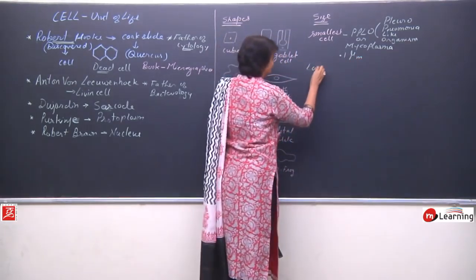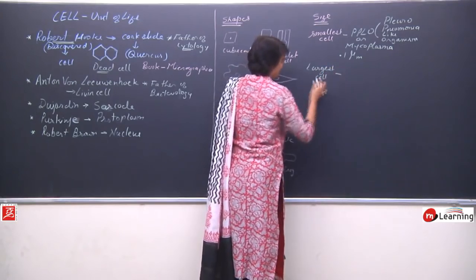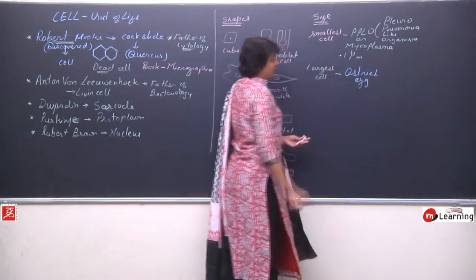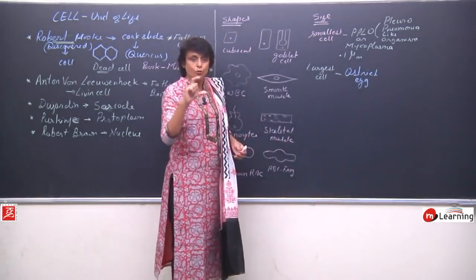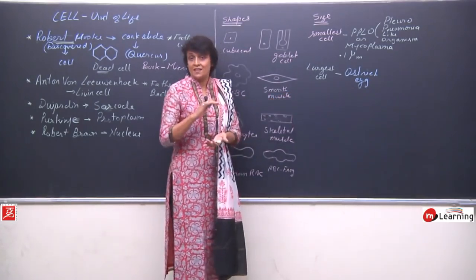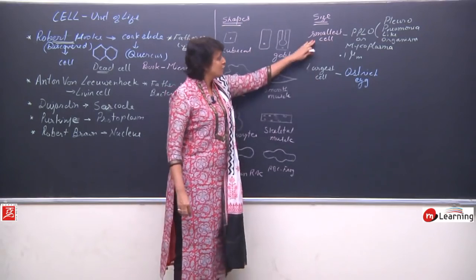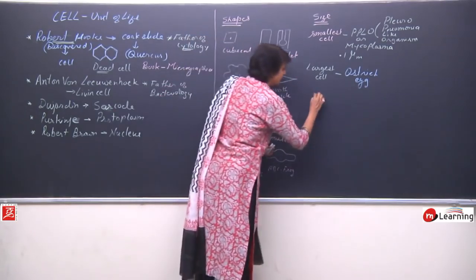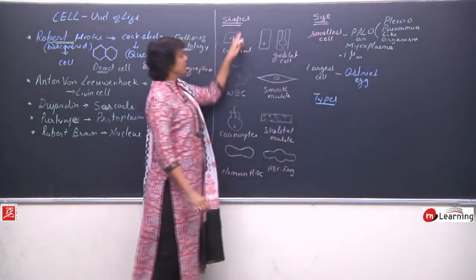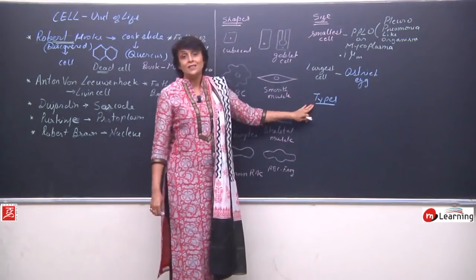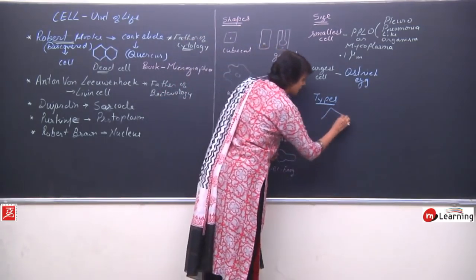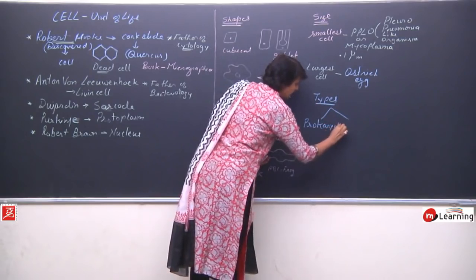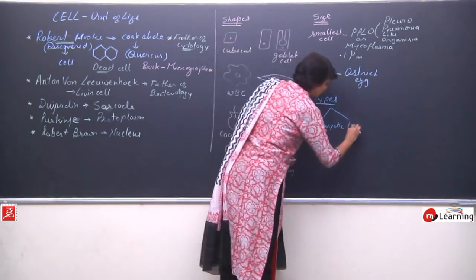And the largest cell is ostrich egg. We have seen the size of the hen's egg, like normally about 2–2.5 inches. Ostrich egg is about 7–7.5 inches or 9 inches. So it is a big cell. So smallest cell of PPLO and largest cell of ostrich egg. So now the next thing is types. Here we have seen the shapes, the sizes. Now we are talking about the types of cells. We divide all the cells into two categories: prokaryotic cells and eukaryotic cells.